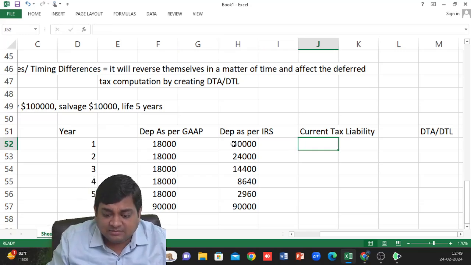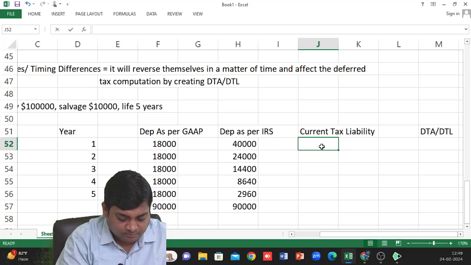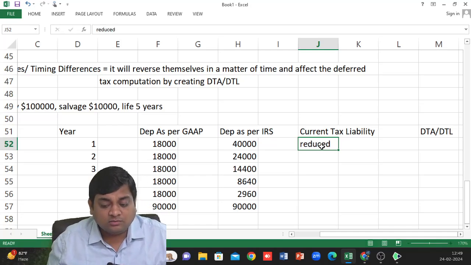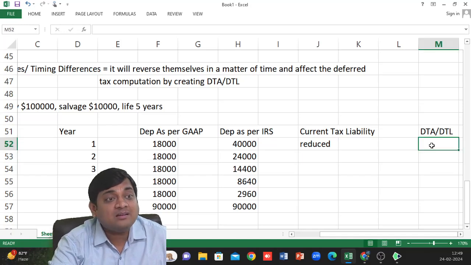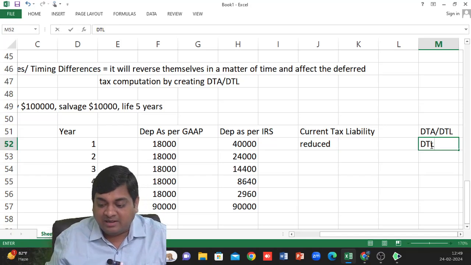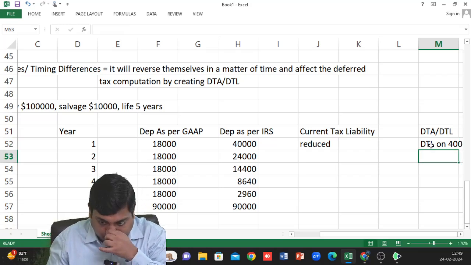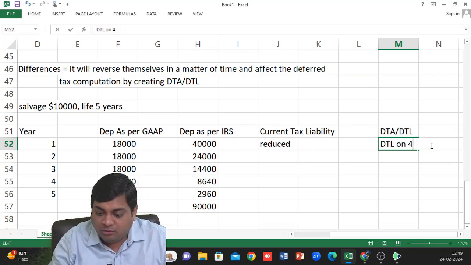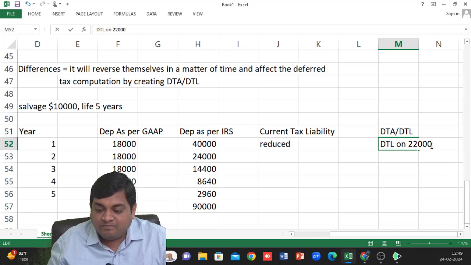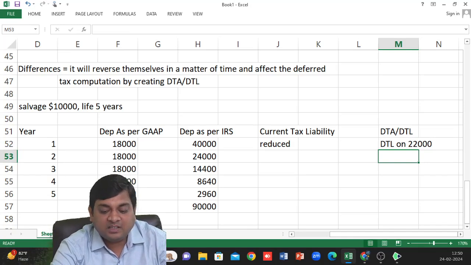As a result, my current tax liability will be reduced. So I am paying less today, so tomorrow I will pay more. So I will create deferred tax liability on 40,000. Sorry, deferred tax liability on 22,000, the difference. Excess depreciation claimed in income tax. Is it okay?